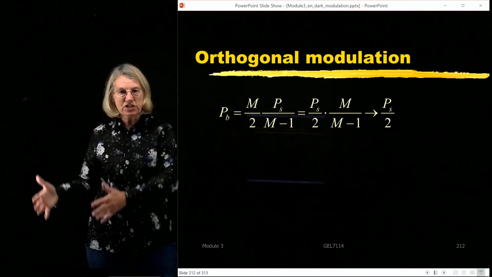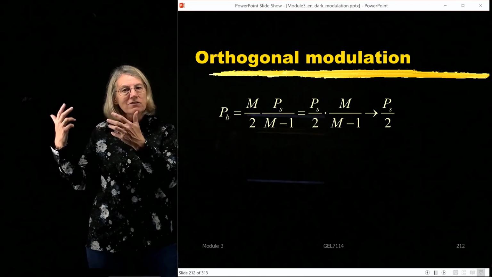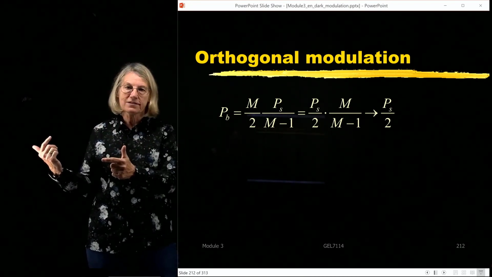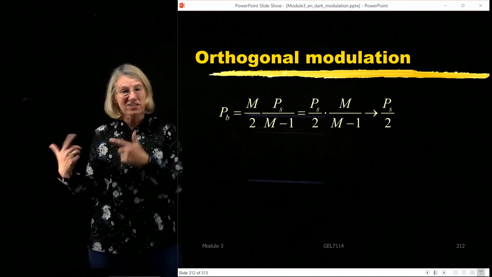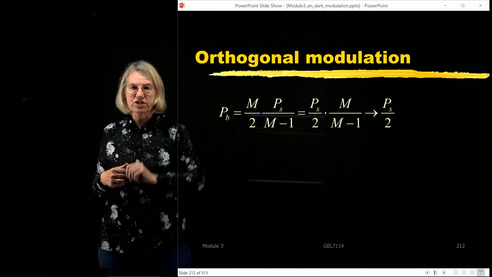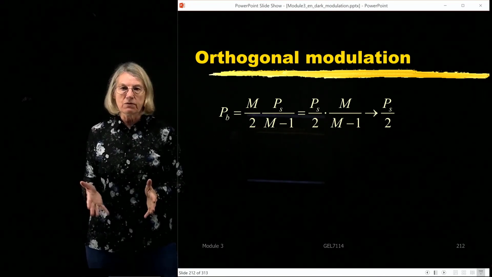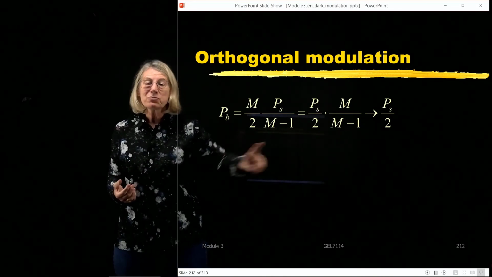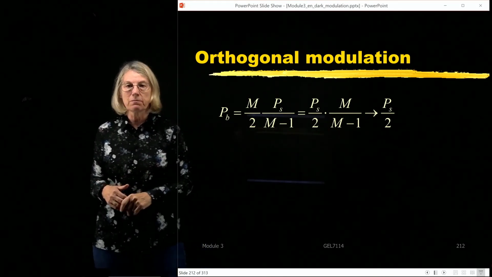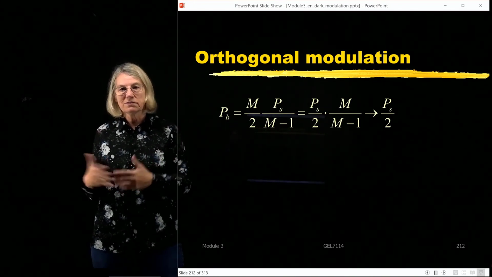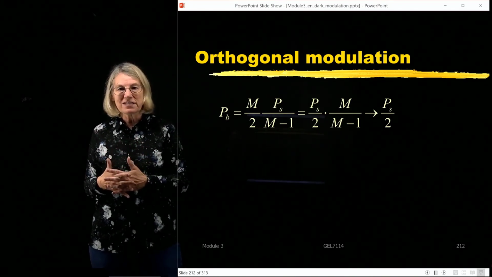I have a whole bunch of bits in there, and about half the time I'm going to choose a symbol that had the wrong bit, and the other half of the time it's going to actually be a symbol that had the right bit. So the orthogonal modulation, with all of the symmetry associated with it, says that in this case, the probability of bit error is really just 1/2 the probability of symbol error. When I make a mistake on a symbol, 1/2 of the bits are going to be affected.